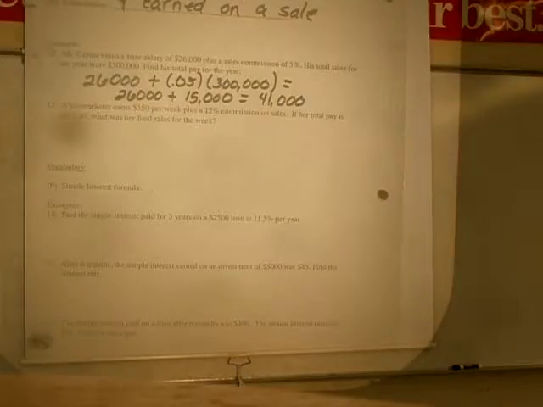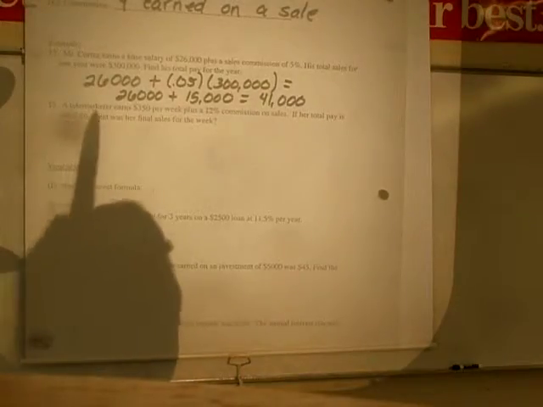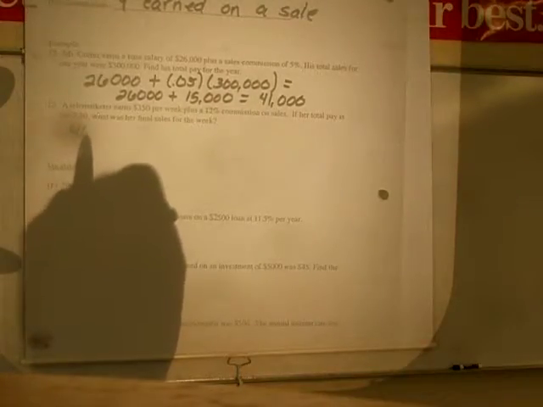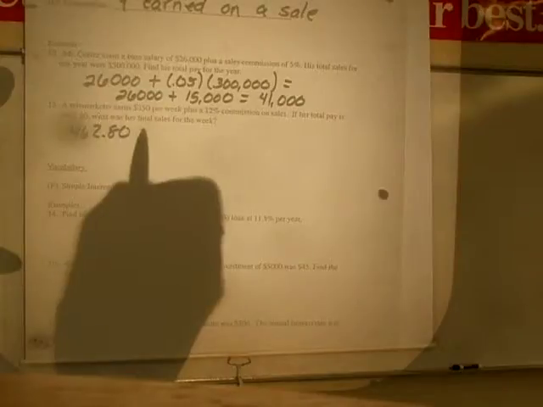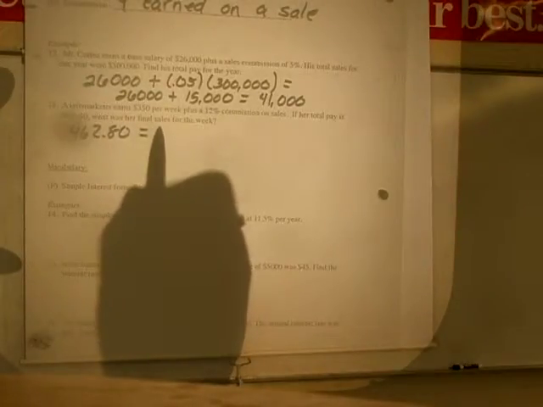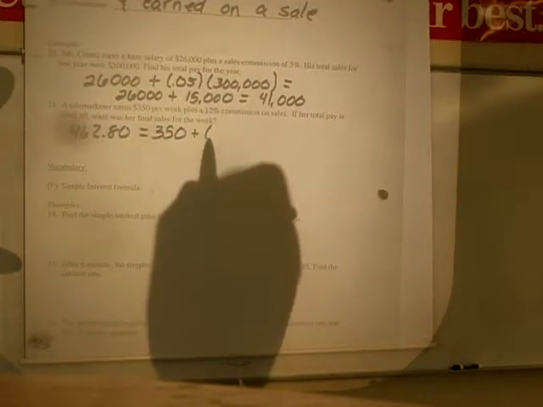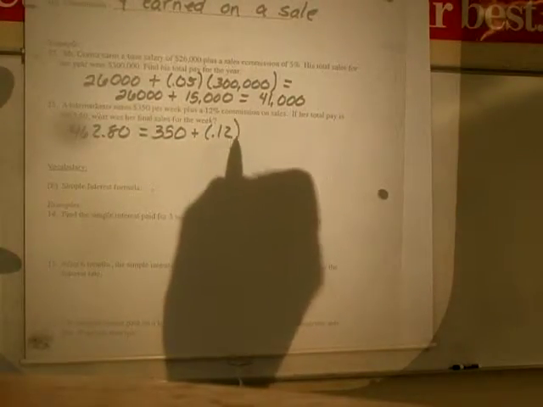Number 13, a telemarketer earns $350 per week plus a 12% commission on sales. Her total pay is $462.80, and we are asked to find the total sales for the week. This one's a little bit different. They give us her total salary. So she made a grand total of $462.80. And that is a combination of her $350 and then this 12% commission.